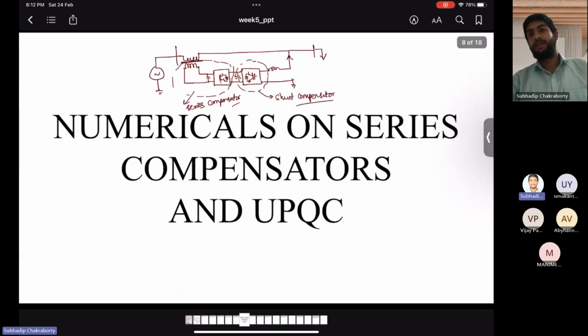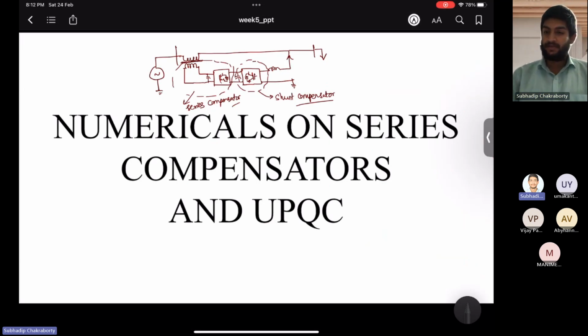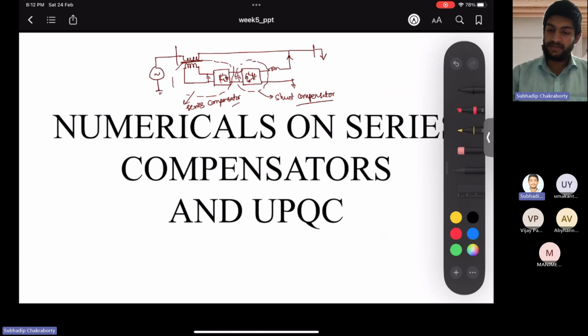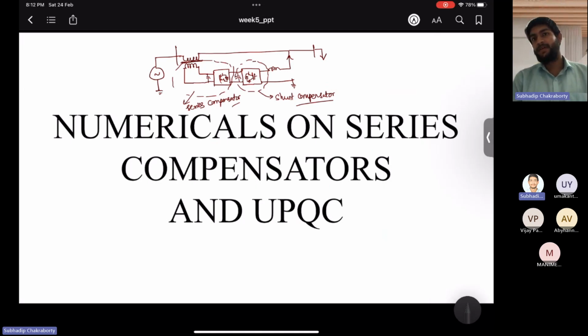So now coming to the series compensators, problems on series compensator. You can also use the shunt compensator we have seen, the DSTATCOM, or a dual version of both, as you have already seen in the lectures, which is termed as power quality conditioners. The UPQC, you must have seen in the lecture, is of various types, where the UPQC comprises a series compensator, which is a dynamic voltage restorer, along with the shunt compensator, which is the DSTATCOM, which we have been solving so far.